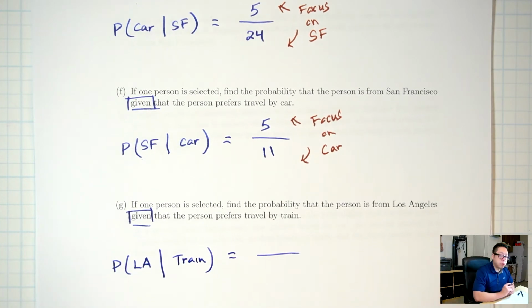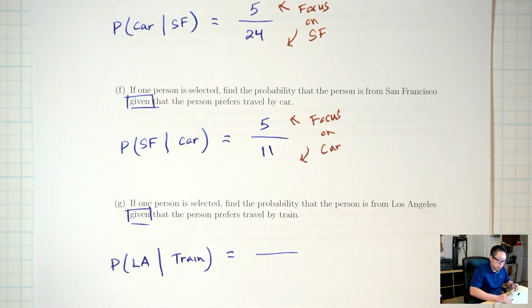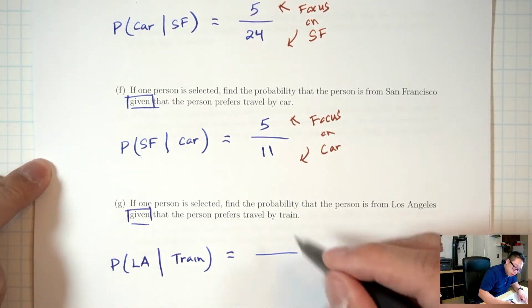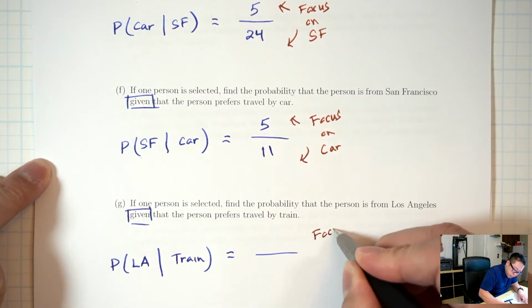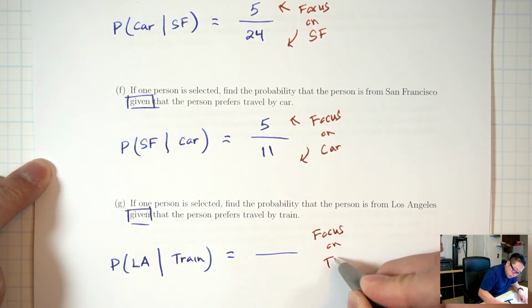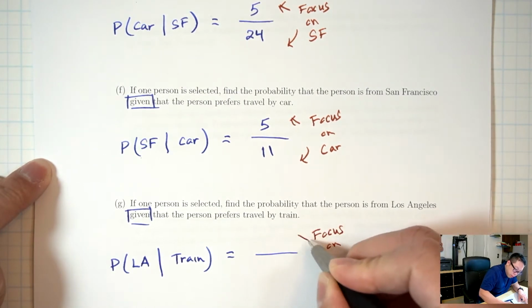Now, which numbers should I focus on? The LA numbers or the train numbers? Which one? It's always the given part, and the given part is always the second part. So this is telling me I should focus just on the train numbers. So we're going to focus just on the train numbers for the top and the bottom.